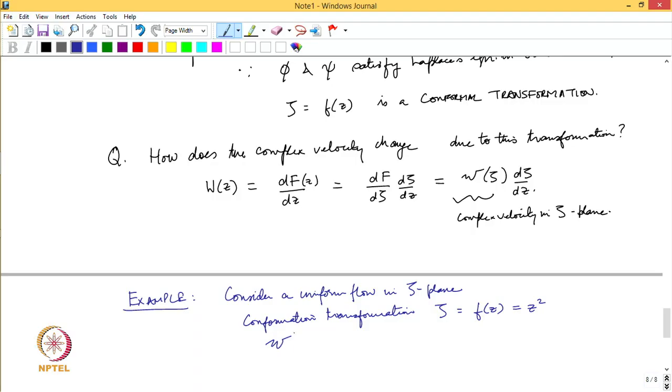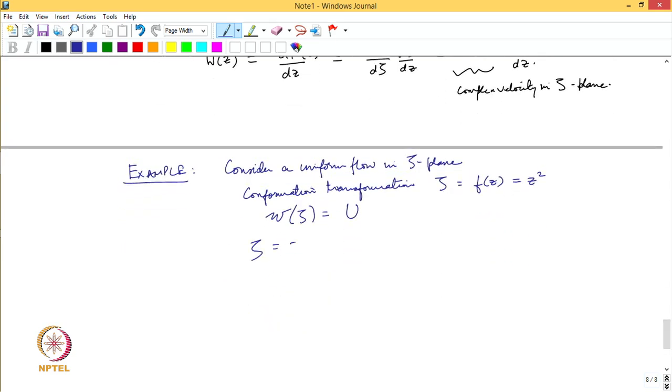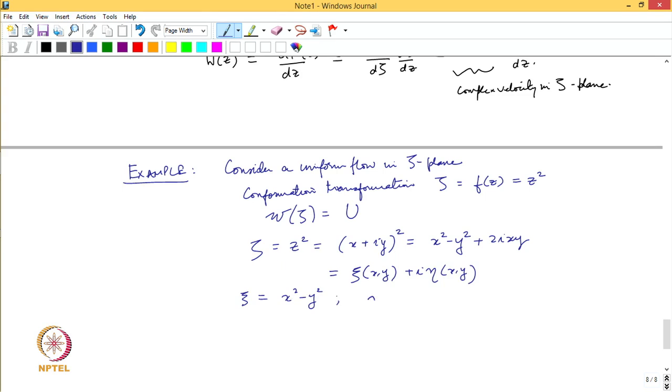So, clearly this w in the zeta plane would be just u, say u is the magnitude of the uniform flow. So, w zeta is u. Now, note that the transformation is zeta is z square, which could be written as (x plus iy) square, which would be x square minus y square plus 2ixy, and which should be xi(x, y) plus i eta(x, y). So, clearly xi is x square minus y square and eta is 2xy for this transformation.